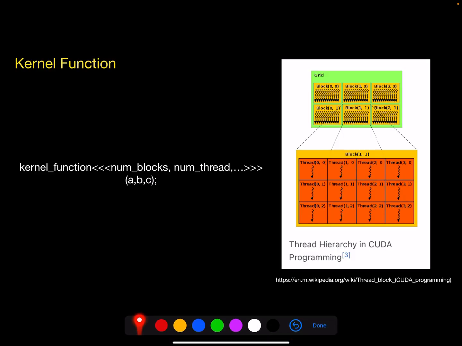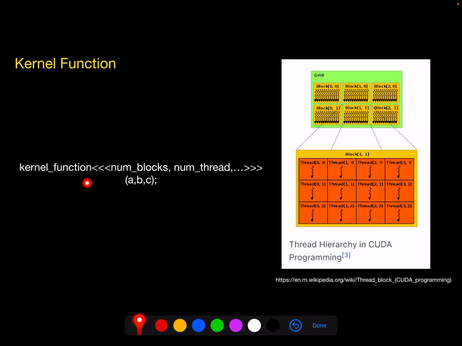In the last videos, I briefly talked about the kernel function. However, I haven't touched the parameters inside the forward arrows and the backward arrows. There are a couple of parameters that can be defined, and the first two are very important. The first one is the number of blocks, and the second one is the number of threads.